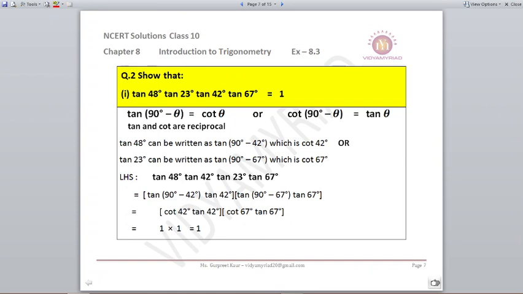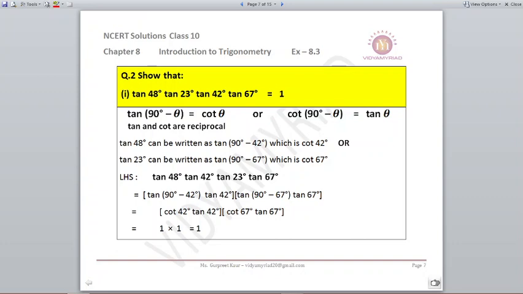Show that tan 48 degrees, tan 23 degrees, tan 42 degrees, tan 67 degrees is equal to 1. Now here first let us find out which are the complementary angles. If you see tan 48, its complementary is 42, both become 90. Similarly, tan 23 and tan 67 are complementary to one another. So let me write that together. I will regroup it. For the left hand side: tan 48, tan 42, tan 23, tan 67.